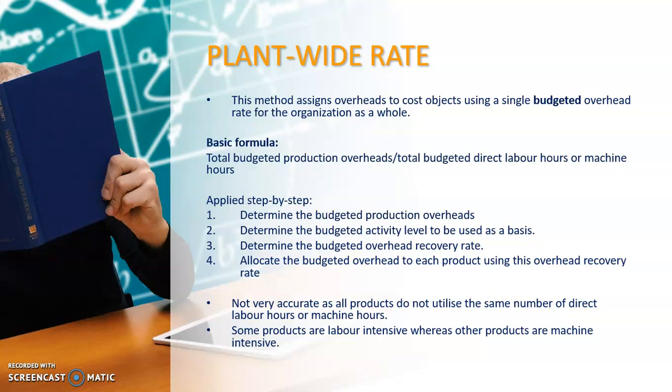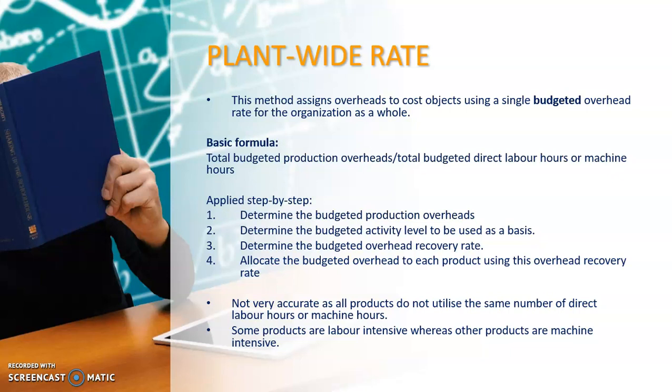Then the next step is to determine the budgeted activity level to be used as a basis. This is, as I said, going to be given to you guys, so you don't need to really do much guesswork or try and figure this one out. It's going to be pretty straightforward. Don't stress about that at all. Okay, from what typical examples will indicate, it's going to be your labor hours or your machine hours. Okay, and remember, it's budgeted.